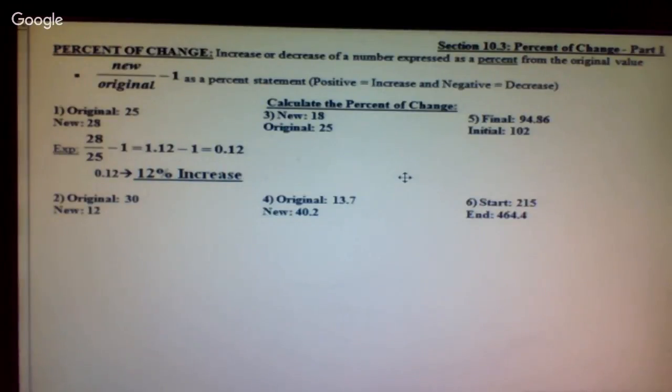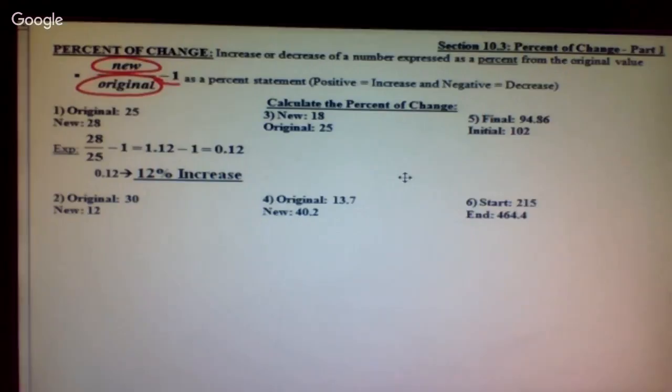All right. So percent of change. This is the percentage of the distance between an old price and a new price. So we will have an increase in percent of change or a decrease. The way we find percent of change, you take your new value, how much you would pay now, divided by your old value, how much you would have paid, and you subtract 1.